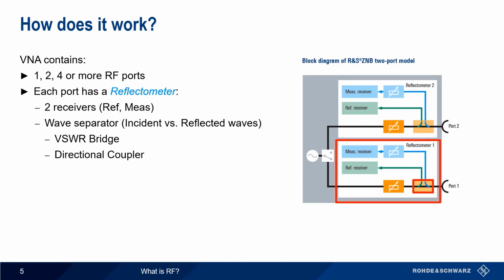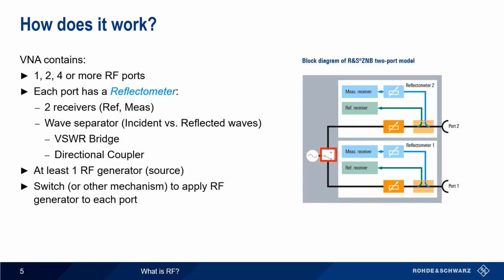Bridges are better suited for lower frequency applications, up to a few gigahertz, whereas directional couplers provide excellent broadband performance extending from 1 gigahertz to 67 gigahertz or higher. All VNAs also require at least one RF generator or source. This generator produces a continuous wave signal at each measurement frequency. A switch or other device is used to apply the generator's output to each VNA port, one at a time.